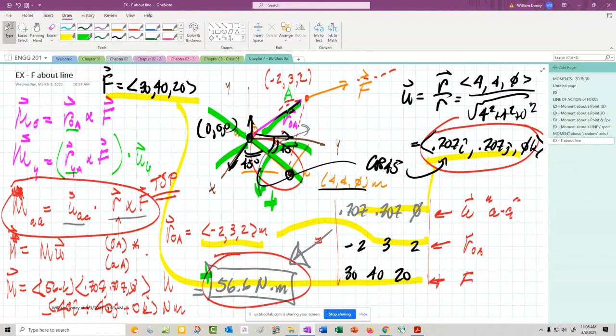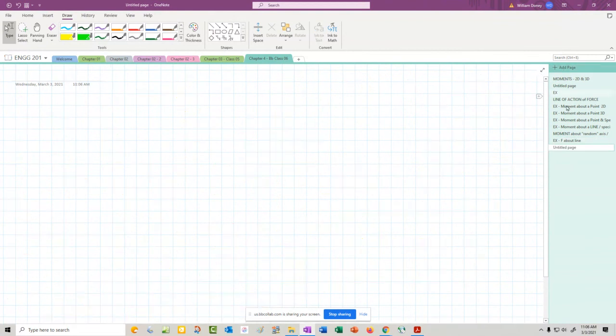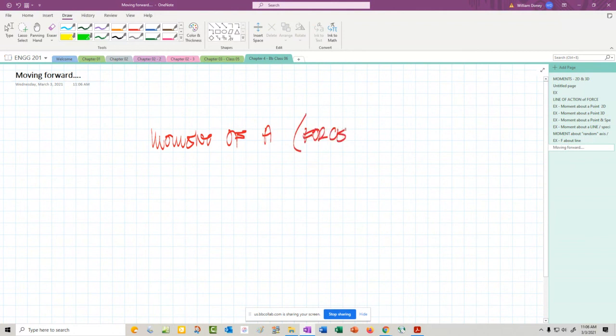All right, questions about that? All right, moving forward, we are going to go next into the idea of a moment of a couple, or moment of a force couple. That implies two forces working together.